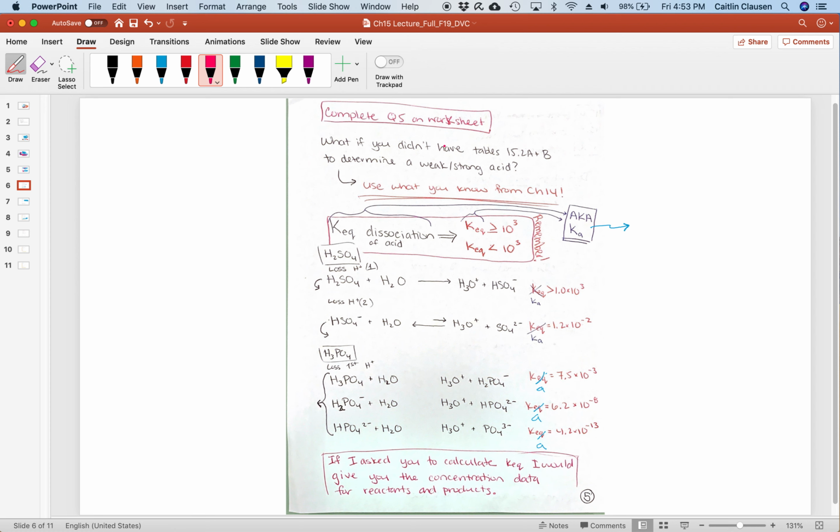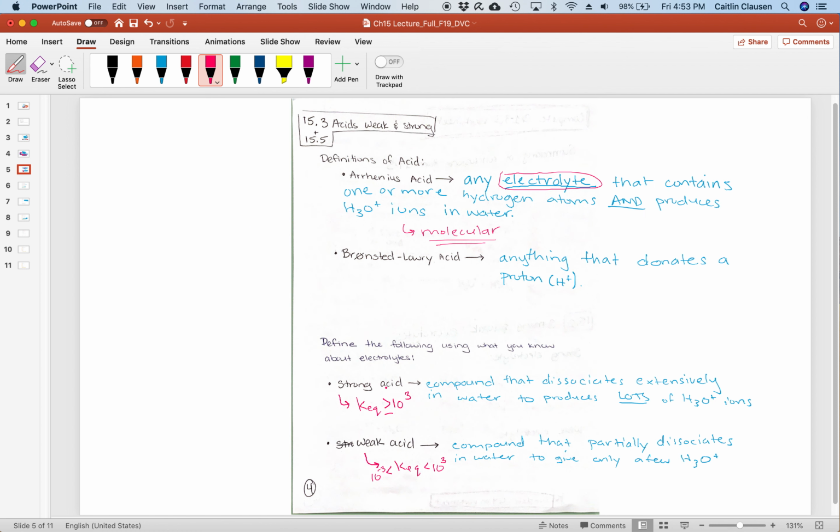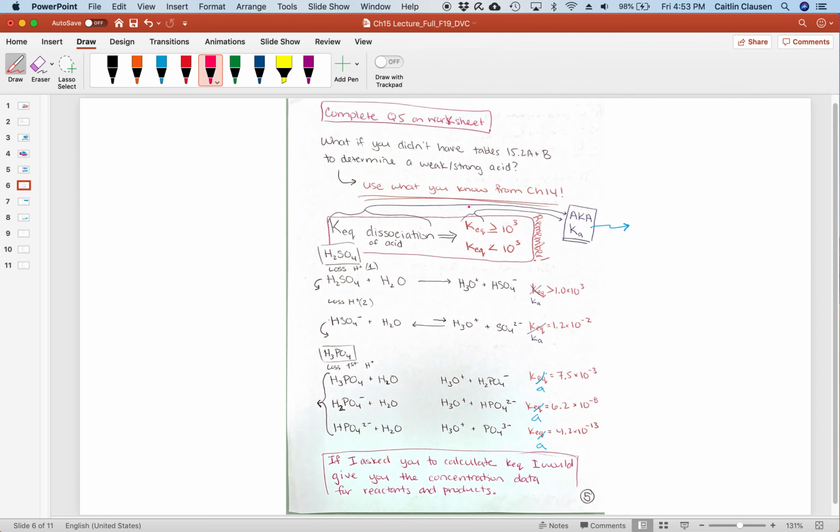So what we're looking at is, if you didn't have the tables in 12a and 12b, how do you determine a weak and strong acid? Well, if we go back to the definitions, you know what happens and what doesn't happen, but how do you know to write that out? Well, you have to figure out the equilibrium constants. So if I don't give you a table, but instead I give you the equilibrium constants, you could tell me if the acid that's being dissociated is weak or strong.